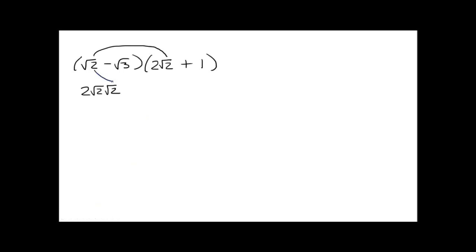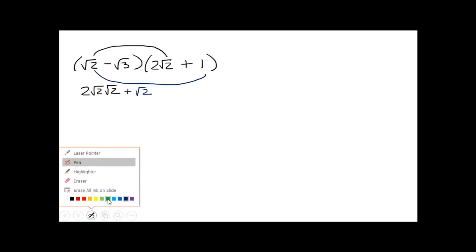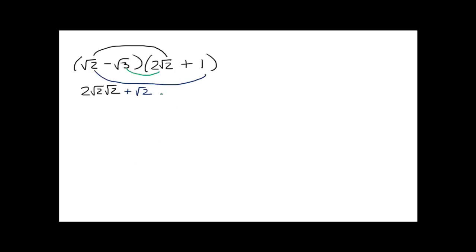We would have outer times outer, so that's going to be square root of 2 times 1, which is square root of 2. Inner times inner is going to be minus 2 root 3 times root 2. And then last times last, it's going to be minus because it's a positive times a negative. So we're going to have minus 1 root 3.